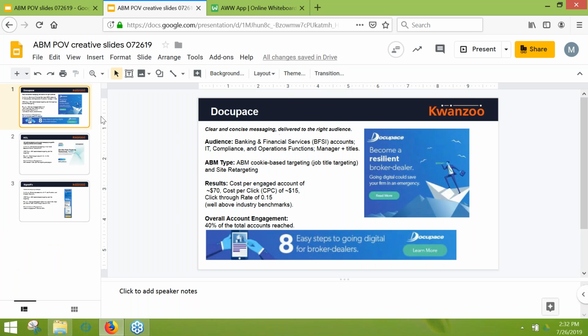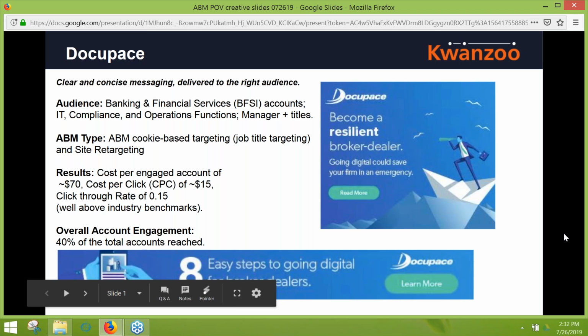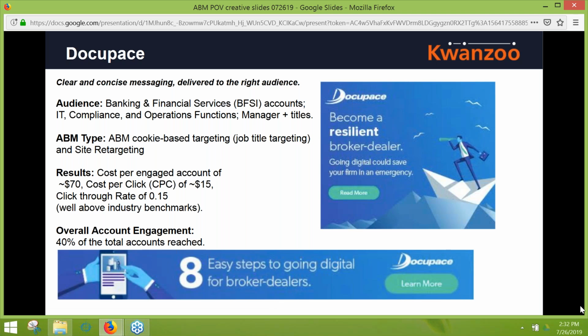So what I'm going to do is show examples of 3 different customers, and let's look at what they did, how they did it, what was the audience, and so forth. So take a look at this. This is one of our customers, DocuPace, and as you can see, their audience is in the banking and financial services vertical. They're going after broker dealers. They've got certain key titles: IT, compliance, operations. They're going after Manager Plus. They're running these ABM ad programs with what they call cookie-based targeting, so sourcing third-party cookie data down to these individuals at these accounts.